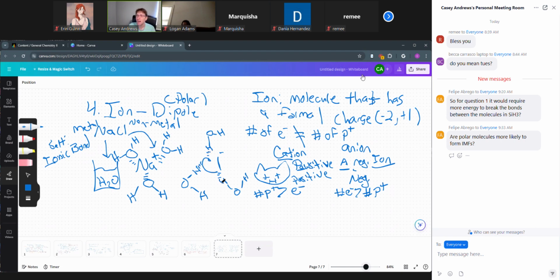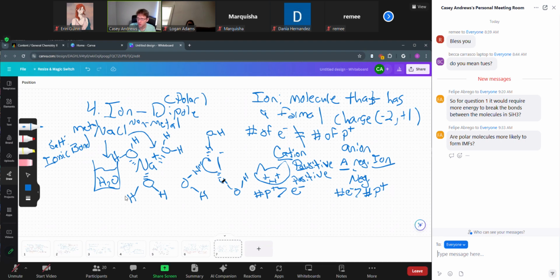So that's ion dipole. If I put an ion into water, or if I put an ion into a polar solution, the polar molecules will surround that ion. It will form these ion dipole interactions, and they will be very strong. So that's our fourth type of intermolecular force, the ion dipole interaction. Questions about that interaction or that intermolecular force?